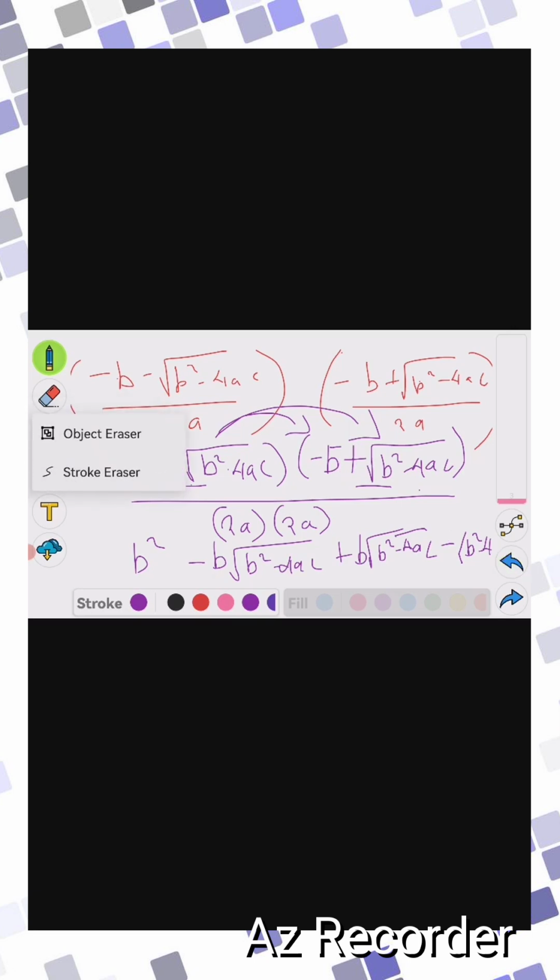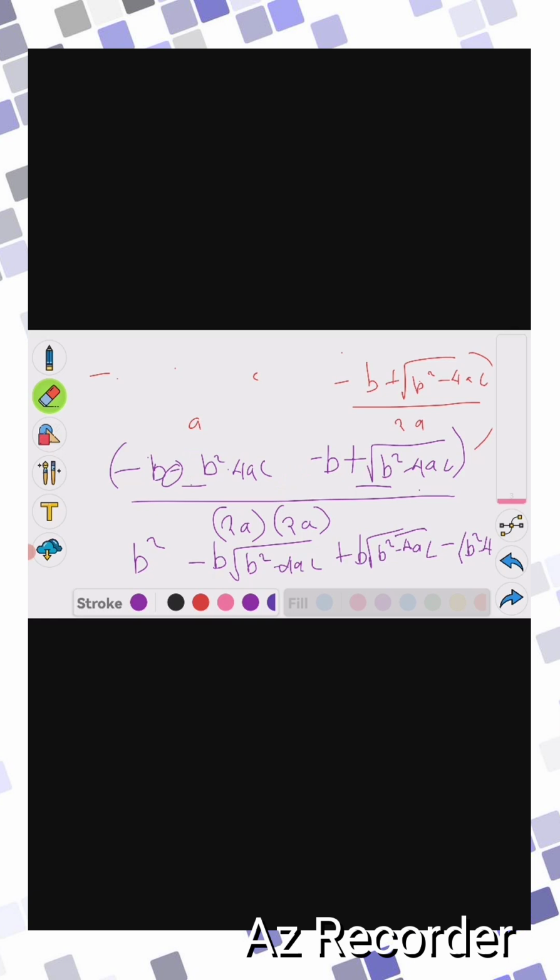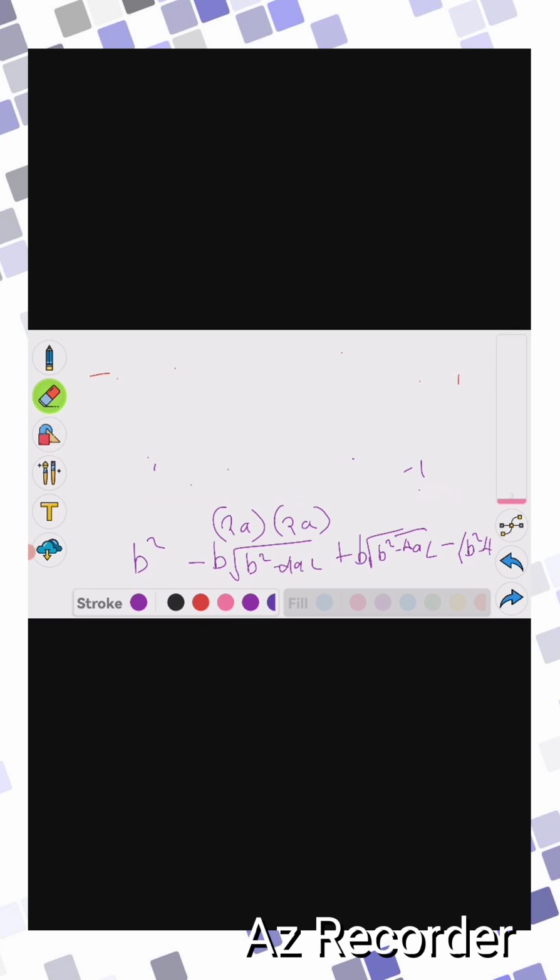So let me just clean up the top here. So we see that this is negative, and then this is positive. They're typically the same thing, but negative, positive. So these two are going to go.